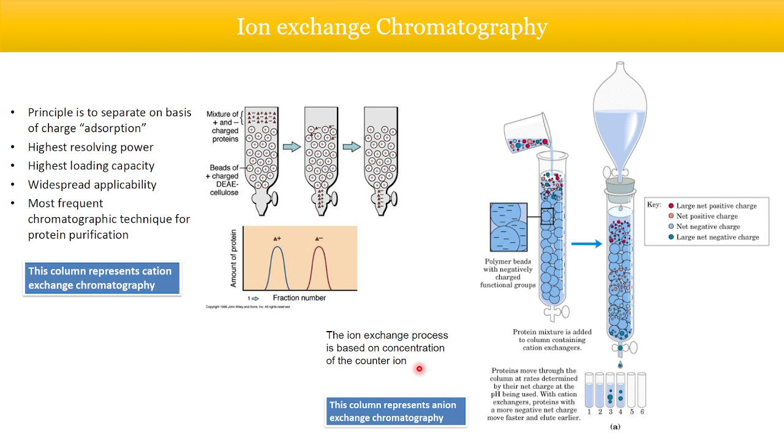So there you have negatively charged cellulose beads. The beads are made up of negatively charged cellulose, and you have proteins that are both positively and negatively charged. When you pass them through these beads, only the positively charged protein molecules will bind, whereas your negatively charged molecules come out in the flow-through. On the basis of this, you can separate out the proteins according to their charge.